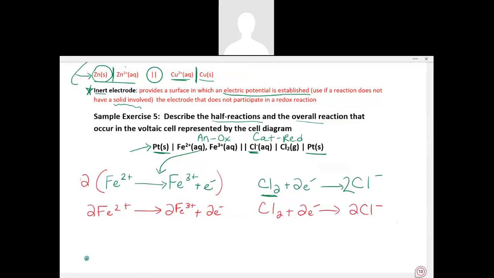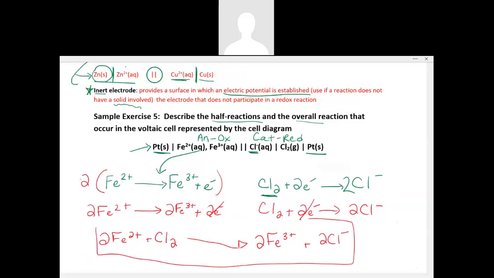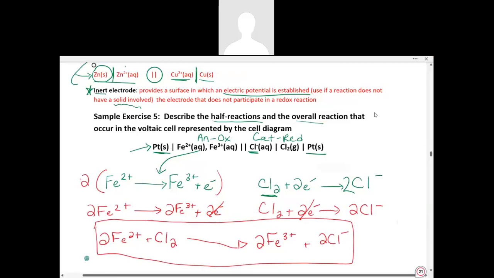So my overall reaction will be 2 Fe2+ plus Cl2, and I'm going to cancel out these electrons, as I should when I have everything else balanced. And then my products will be 2 Fe3+ and my 2 Cl-. So this is the first step if you were asked to find the cell potential; first you would have to do this based on the cell diagram. This question does not ask us to go any further, so we will stop here, and that is our overall reaction that will occur in this voltaic cell represented by that cell diagram.